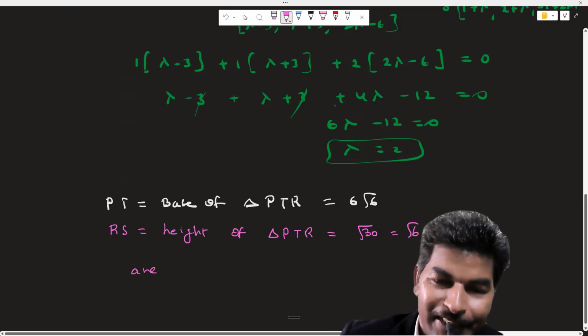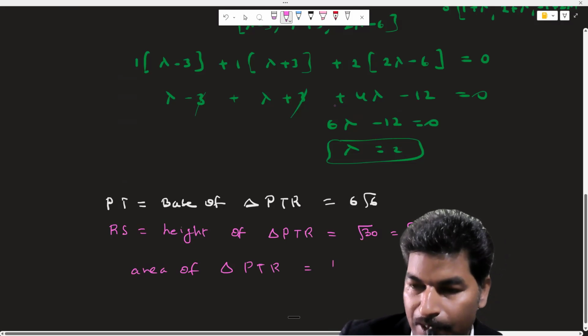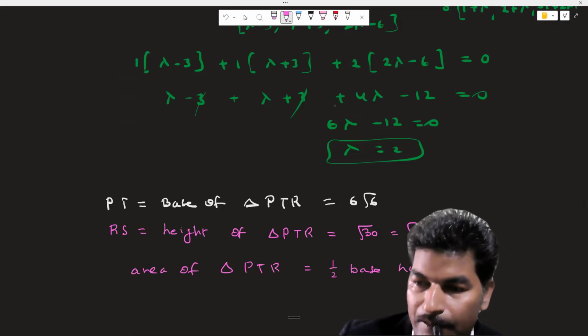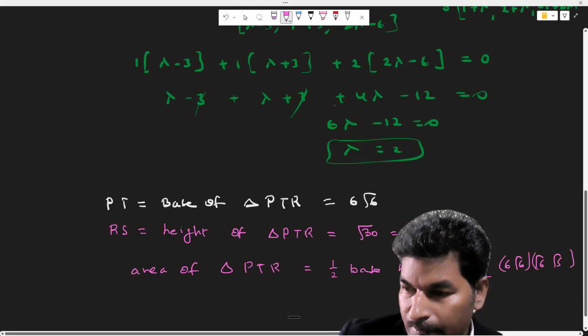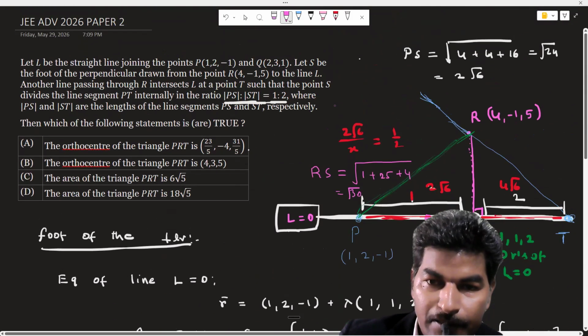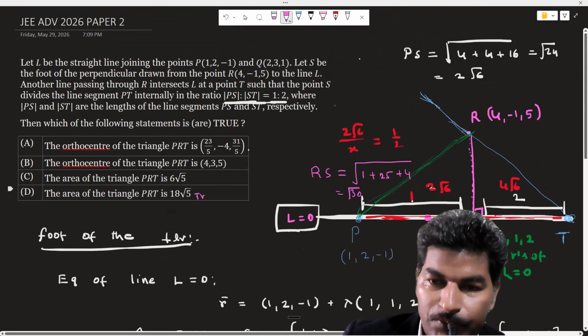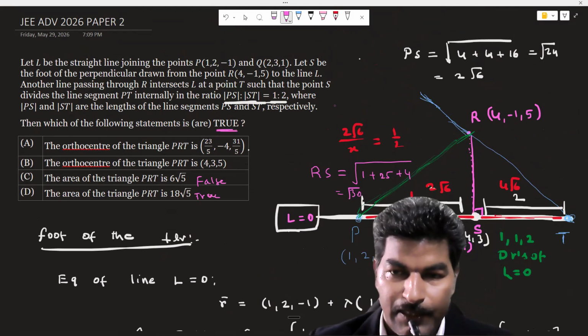Okay, now the area of triangle PTR is equal to half into base into height. So half into base 6 root 6, and height is root 6 into root 5. So here it cancels, 3 times 6, 6 times 3, 18, it is 18 root 5. So option D is true. At the same time, this is false. Okay, here they're asking about the true statements. So D is correct.